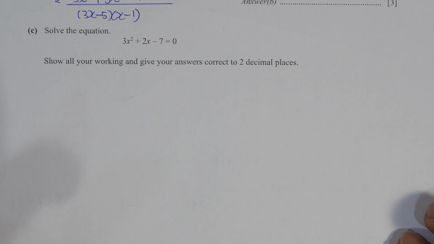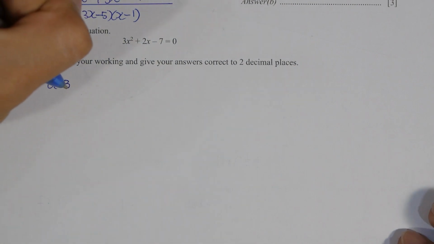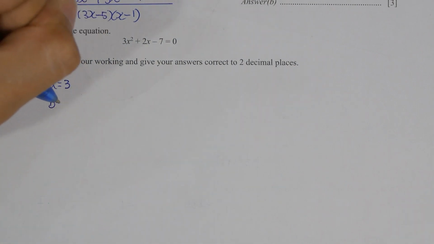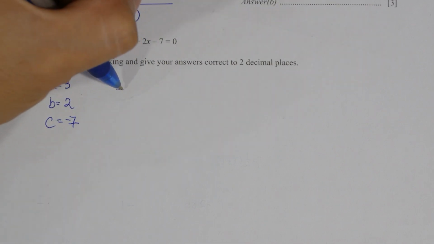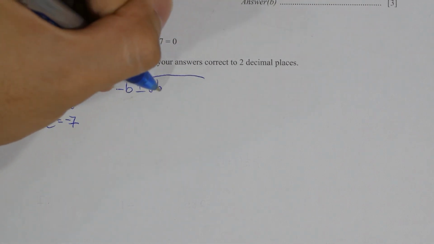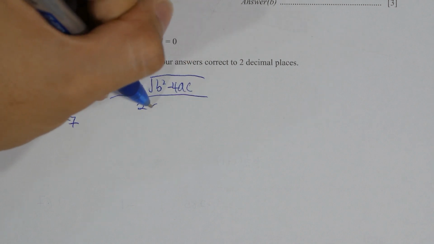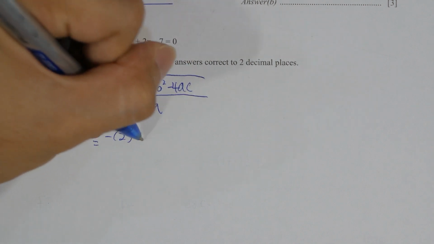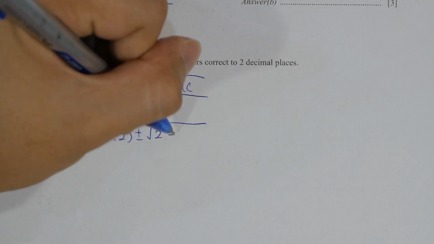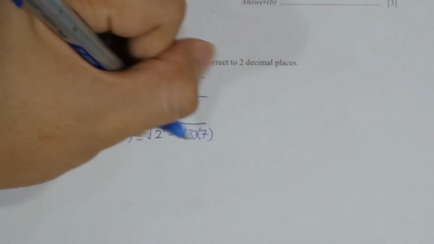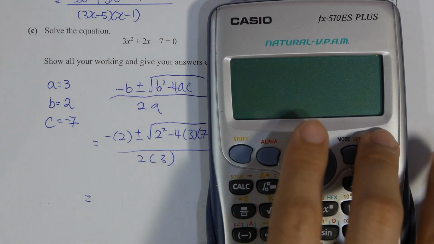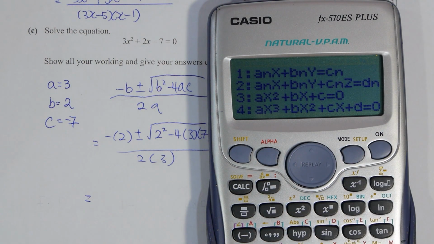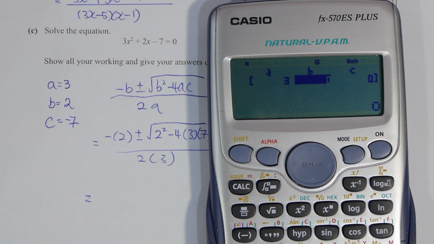For part C, you're required to use negative b plus minus square root of b squared minus 4ac over 2a. So a should be 3, b is 2, c is negative 7. Substitute all these numbers in, then you get the answer as 1.23 or 1.9 as the final answer.